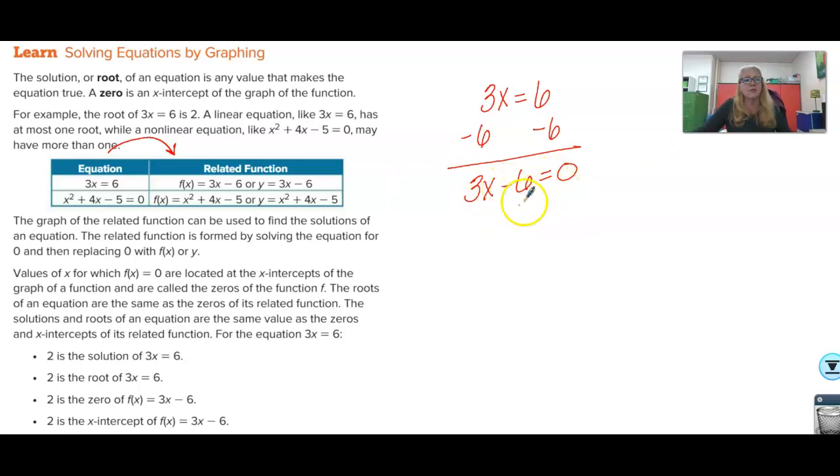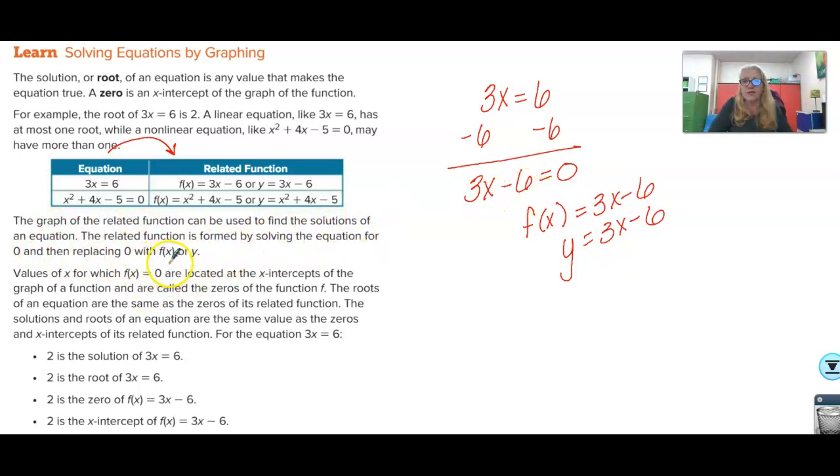All right, so then what you can do is you can say, okay, so f of x is 3x minus 6, or you can say y is 3x minus 6. And then you can graph it, and that helps you to find the zeros, okay? The graph of a related function can be used to find the solutions of an equation. The related function is formed by solving the equation for 0 and then replacing 0 with f of x or y, which is what I did.